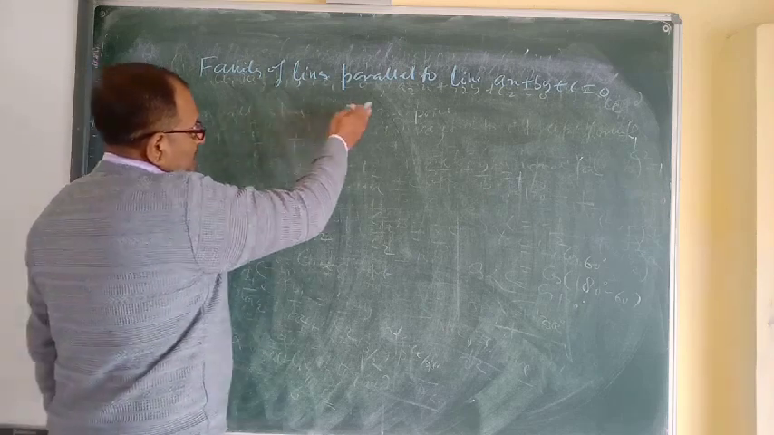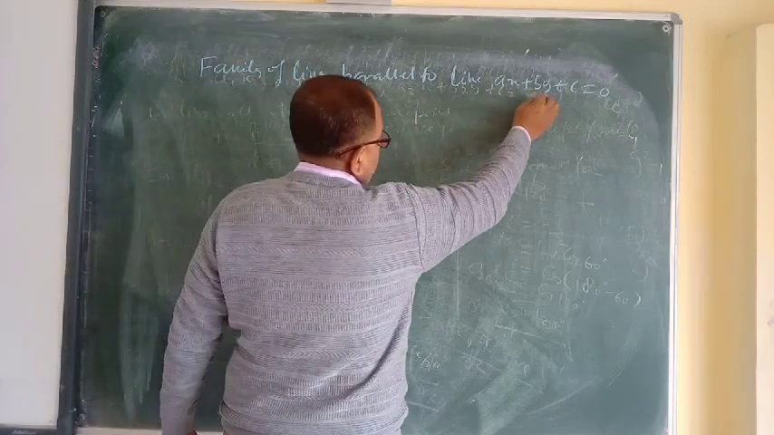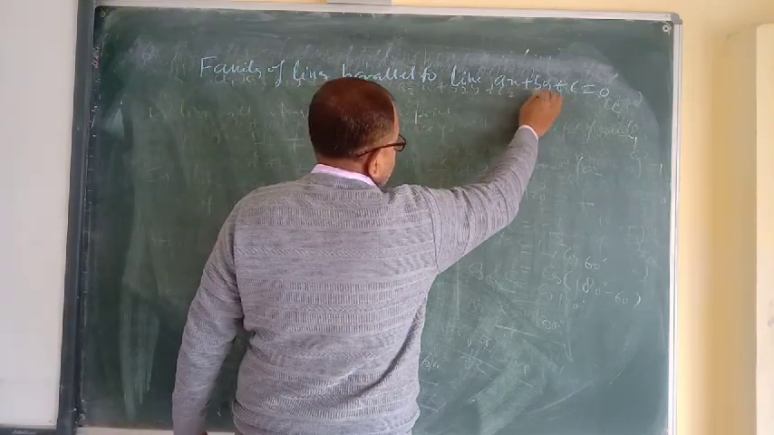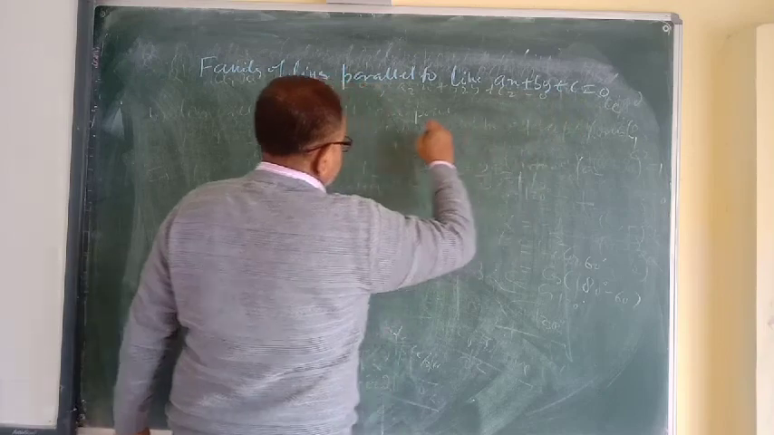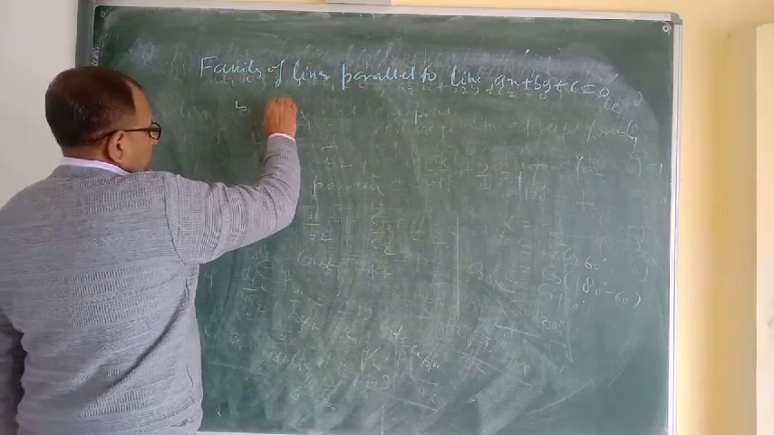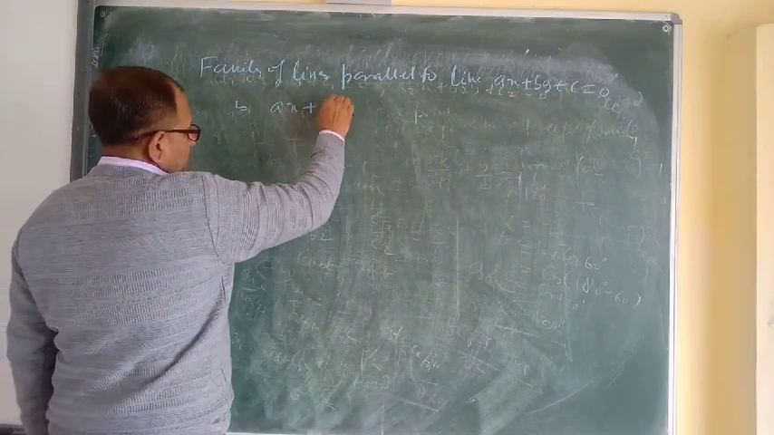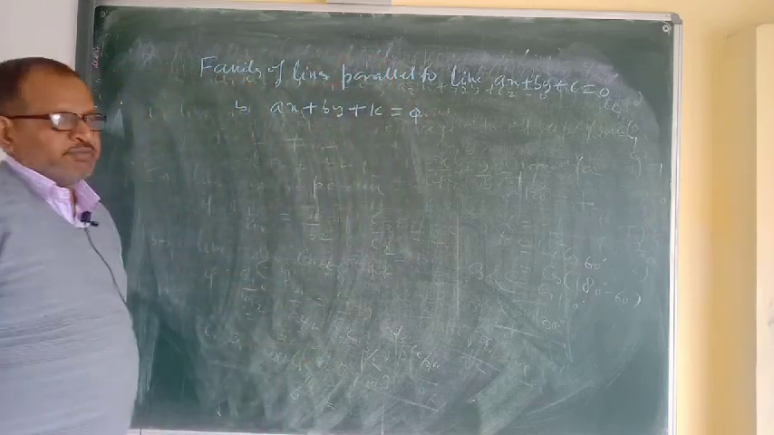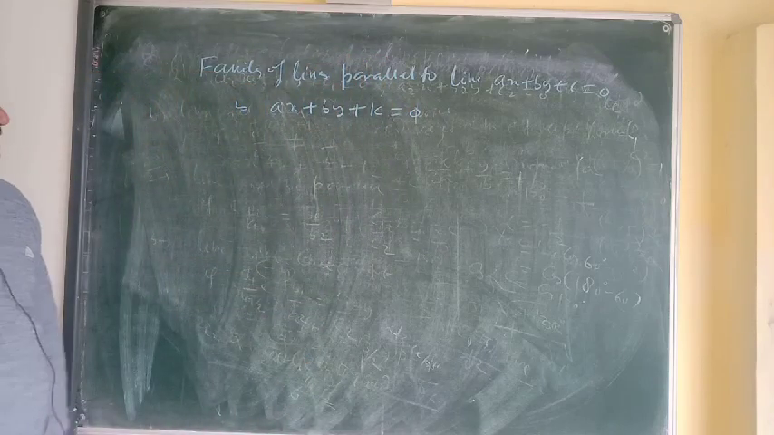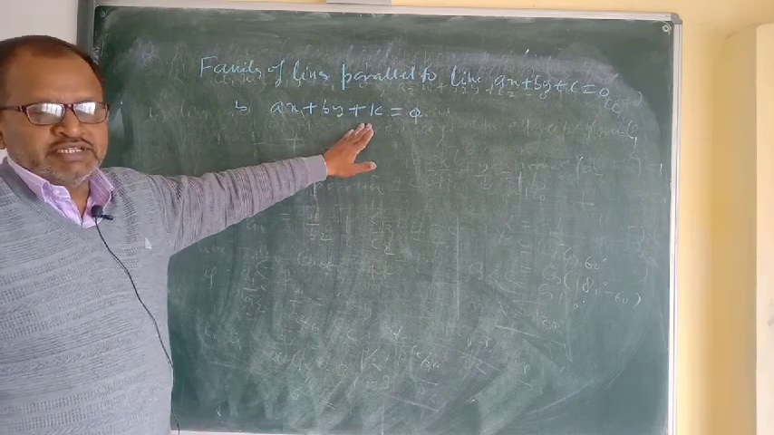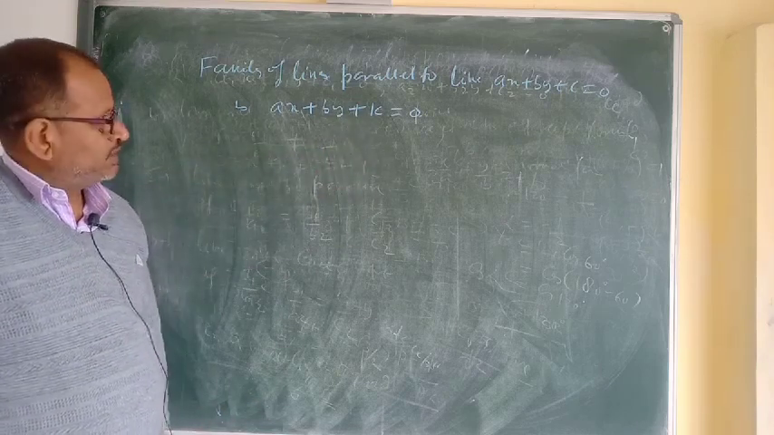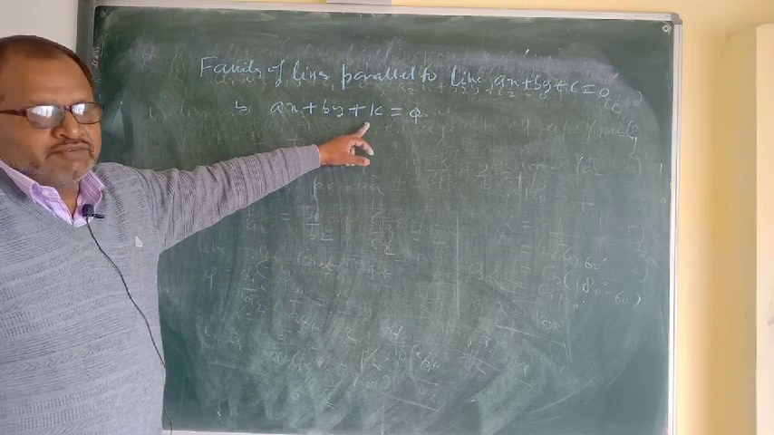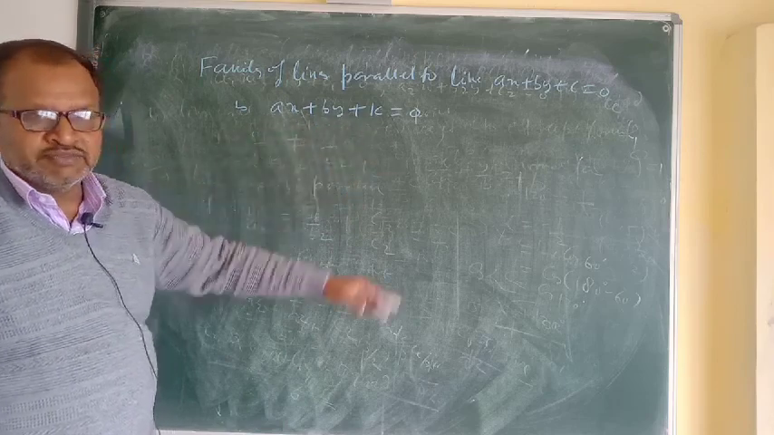To find the family of parallel lines, the coefficients of x and y remain the same, only we will change the constant. So ax plus by plus k is equal to 0. To find the value of k, some conditions will be given in the questions. K can take infinite values, so infinite parallel lines we can draw.